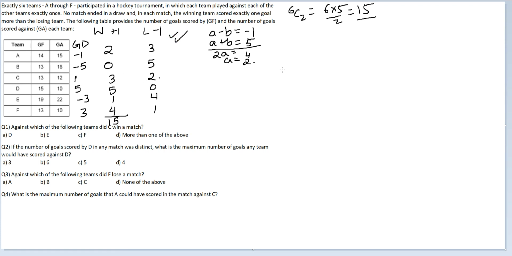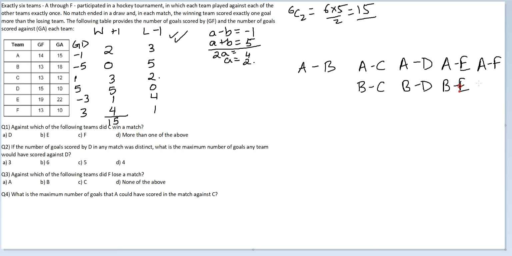Now let's also look at the individual matches, what the outcomes would have been. The individual matches listing, let's do AB, AC, AD, AE and AF. These are the 5 matches for A. For B, the matches would be BC, BD, BE and BF. For C, the matches would be CD, CE and CF. For D, we would go to DE, DF, and then finally we would have EF.